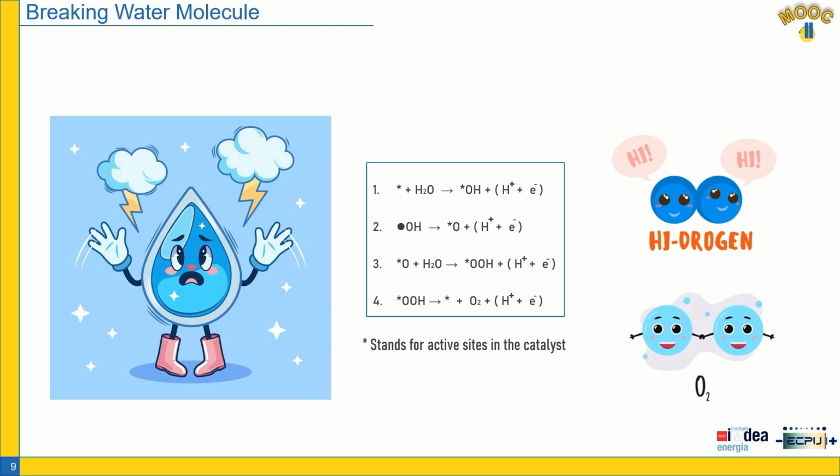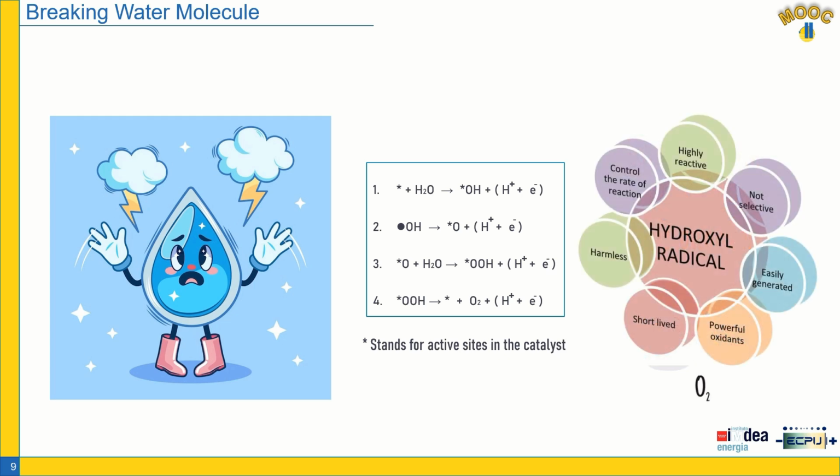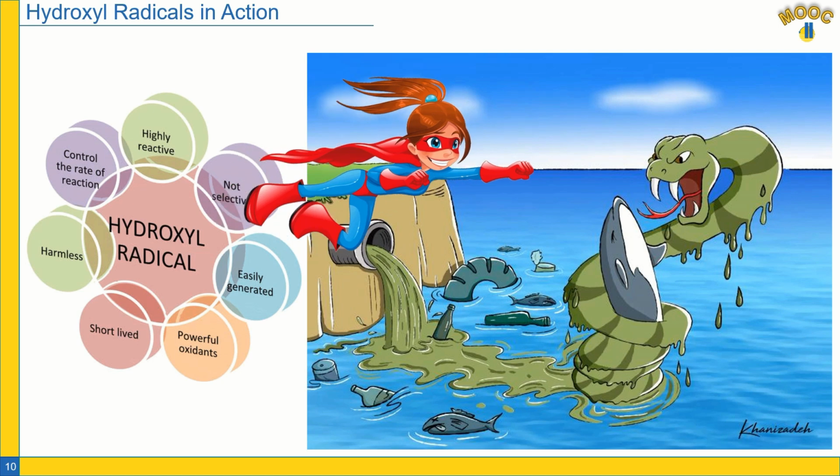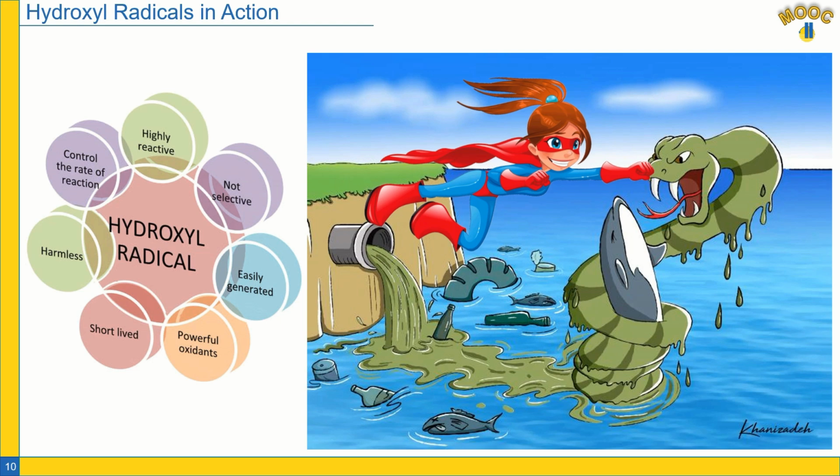But this is not everything that you can produce. You can also produce hydroxyl radicals while you are breaking water molecules. So why are these hydroxyl radicals important? These hydroxyl radicals can save us from having those pollutants in wastewater. Basically these hydroxyl radicals are highly reactive, non-selective, easily generated, powerful oxidants, they have a short life, they are harmless, and they can control the rate of the reaction.